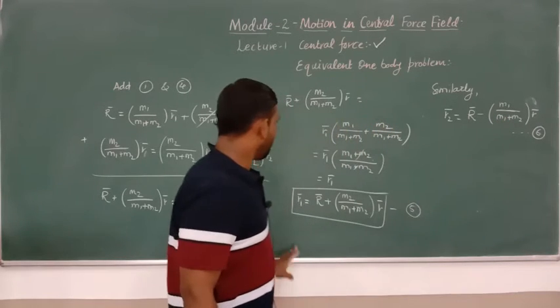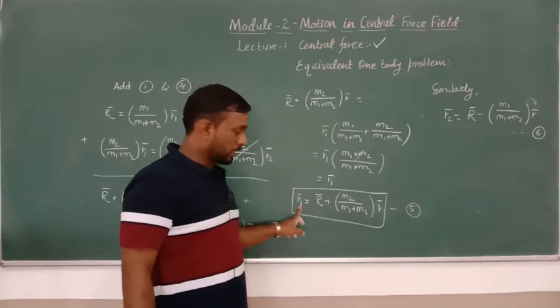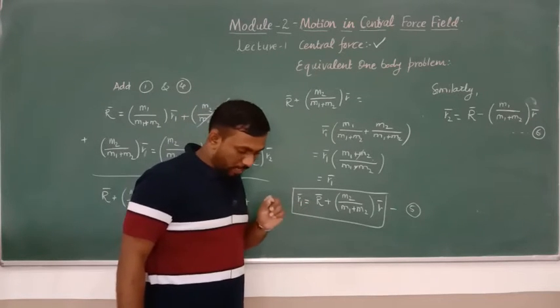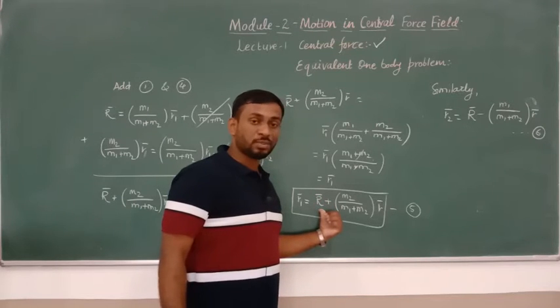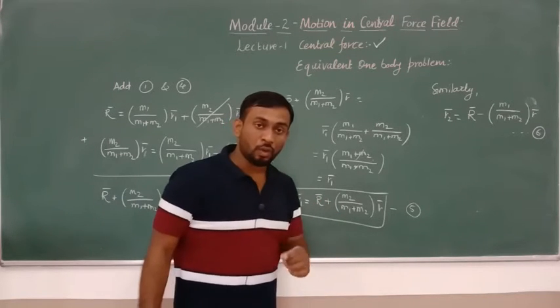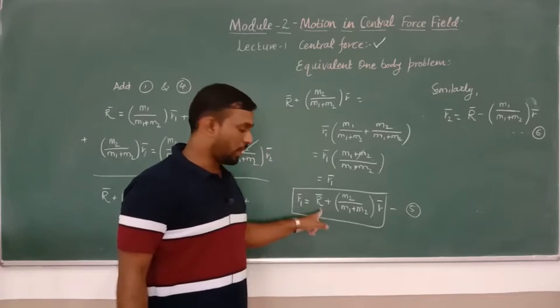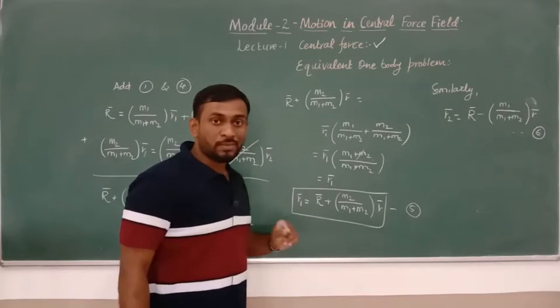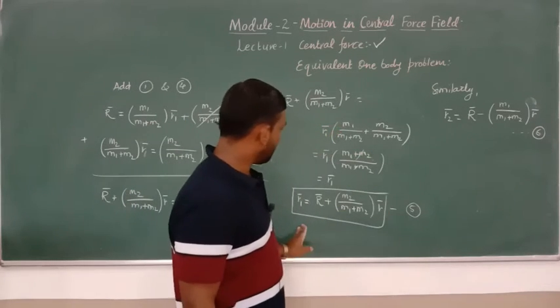Okay, so we just eliminate those r1 prime and r2 prime. So this is r1 bar, the position vector of the first particle, which can be represented in terms of the center of mass system or the coordinates of the center of mass. So with the help of these center of mass coordinates, we can find the position vector of each and every particle. Similarly for r2 again.